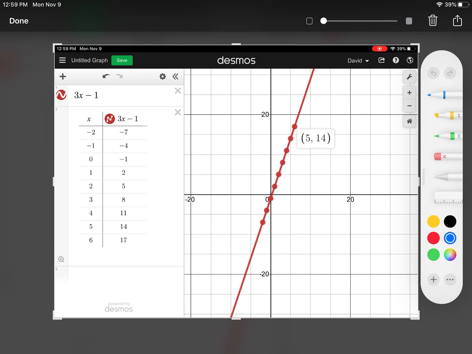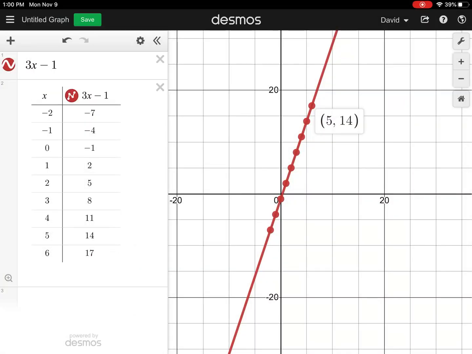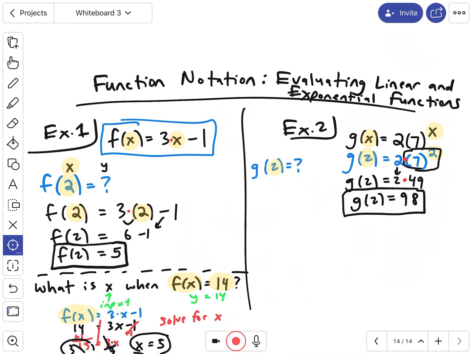And so it's right here. And also you could look at it right here. So when x equals 5, the y value, or f of x, equals 14. And so you're kind of working your way backwards if you're using the graph. But notice you get the same answer if you're solving this algebraically.